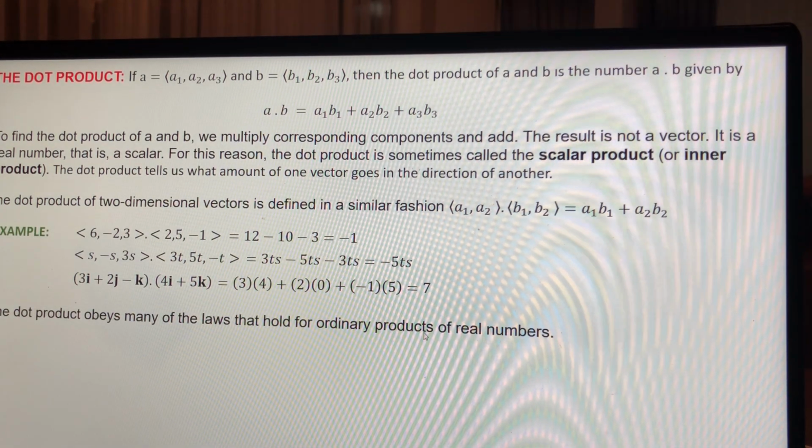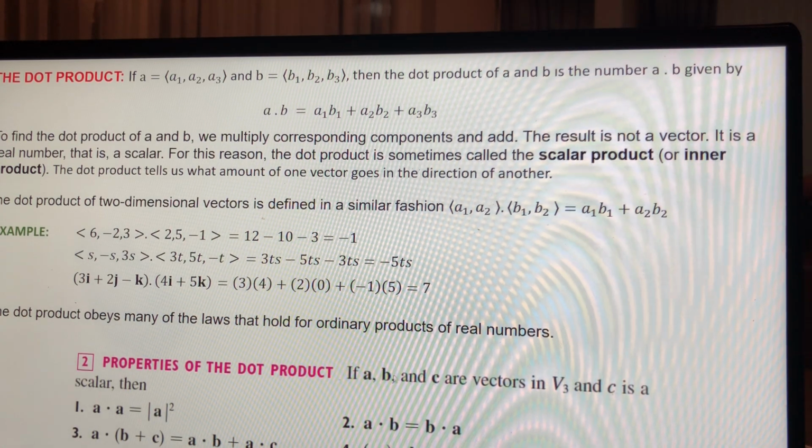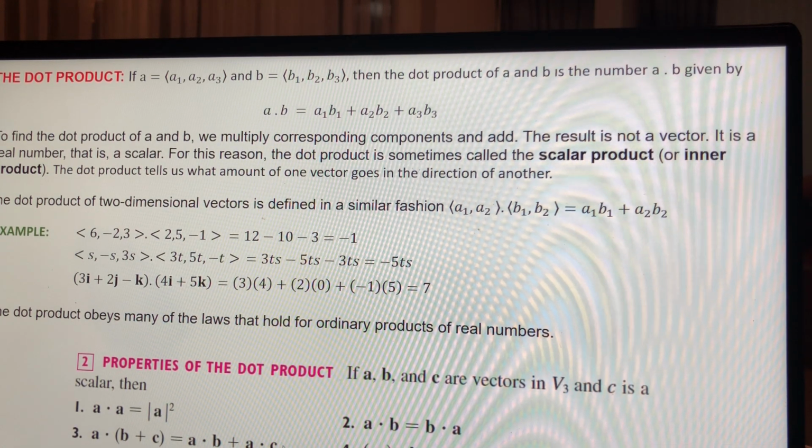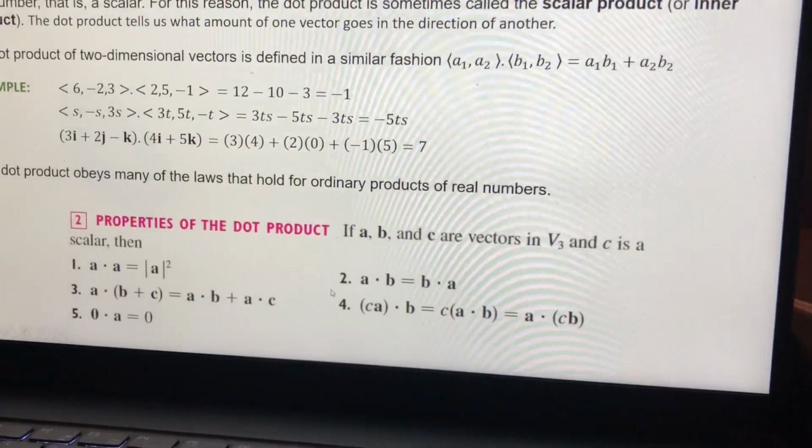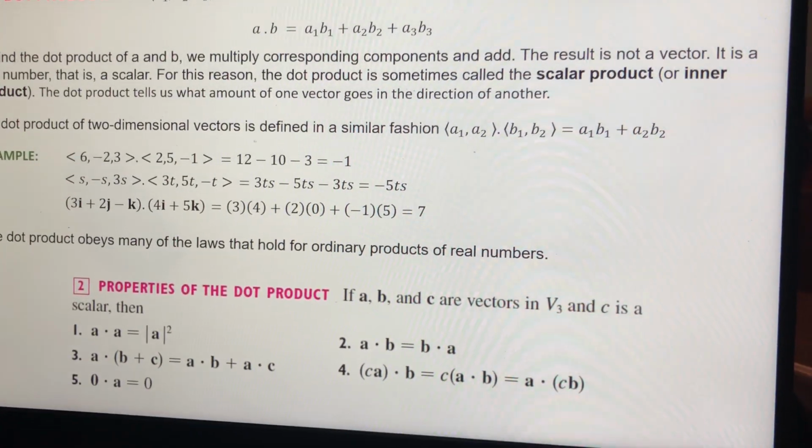The dot product obeys many of the rules that the normal product has. You can check the properties at the end of the slide.